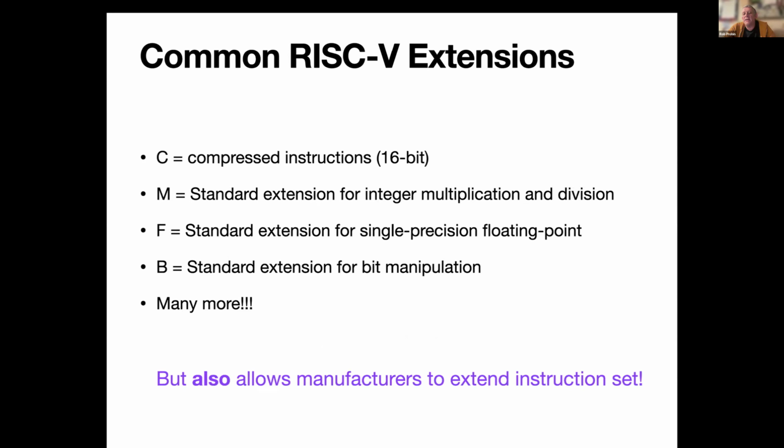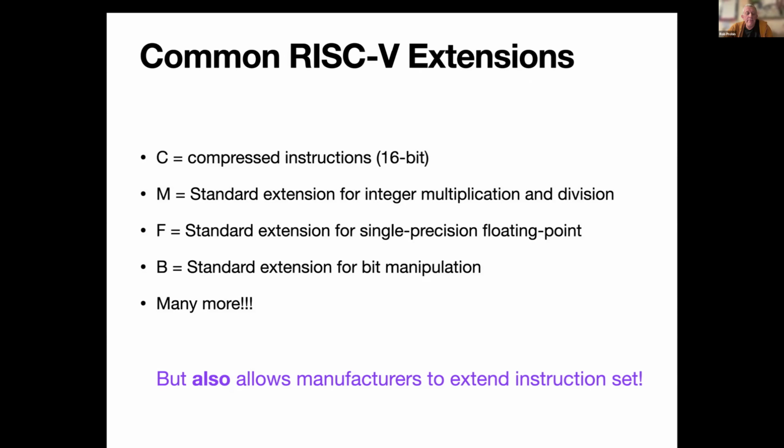The M is a standard for integer multiplication and division, and maybe very small cores, and I'll show you one in a minute. If you're using a very small microcontroller, you might not need multiplication and division, although it's very common, obviously, on everything above that. F is standard single precision. B is bit manipulation. So these are all different subsets of the instruction set. But there's also defined ways for a manufacturer to extend the instruction set, and I'll show you a bit about that in a minute, which allows a large population of people to do innovation in RISC-V.